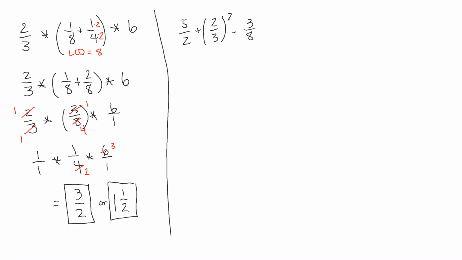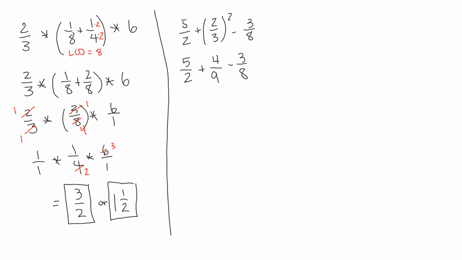So we're going to start by dealing with that exponent. Now, when we rewrite this, we get 5/2 plus... Now, remember, (2/3) squared, you square the 2. So 2 squared is 4. 3 squared is 9. And we subtract 3/8.